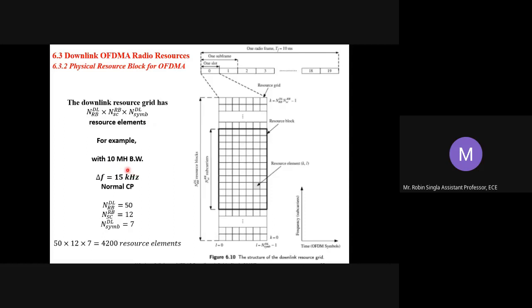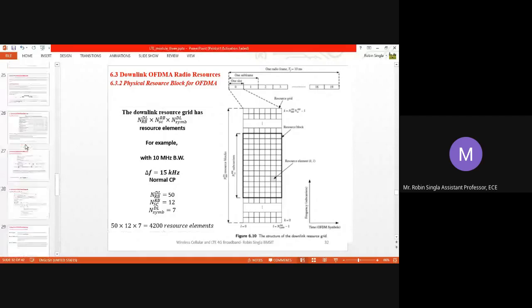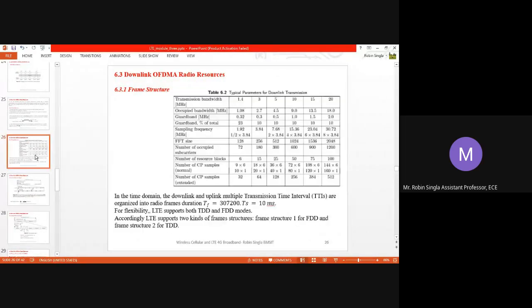For example, with 10 megahertz bandwidth and delta F of 15 kilohertz, and with normal cyclic prefix, we will get a total number of resource blocks of 50. With 10 megahertz bandwidth, the total number of resource blocks is 50.